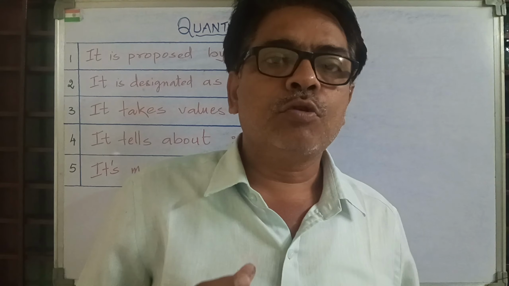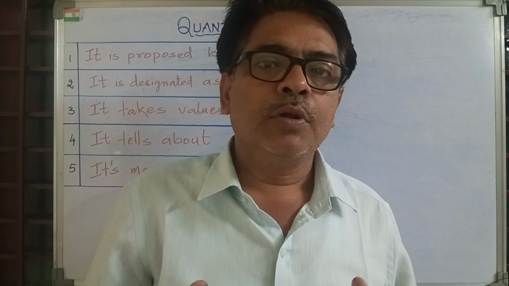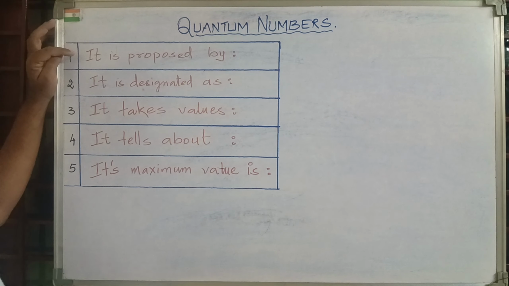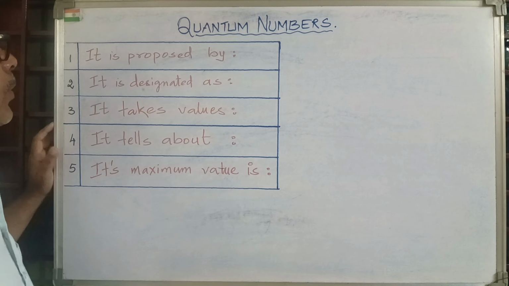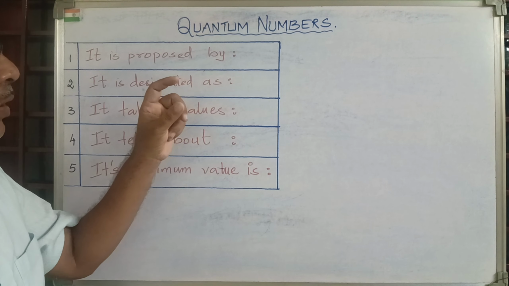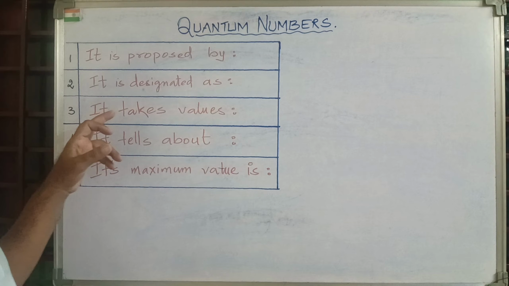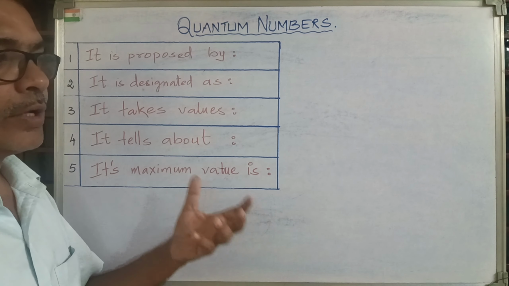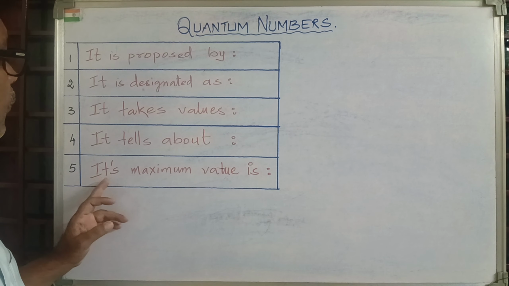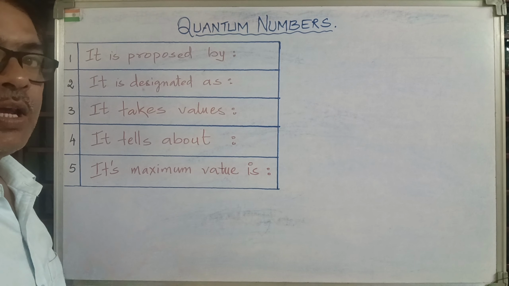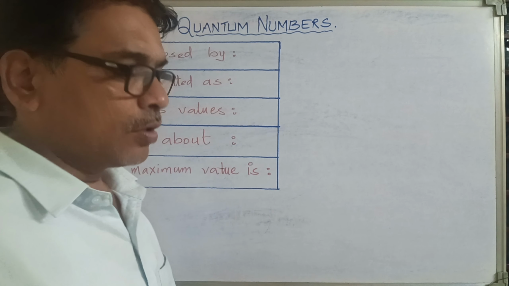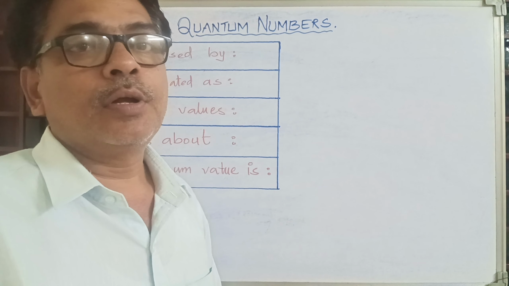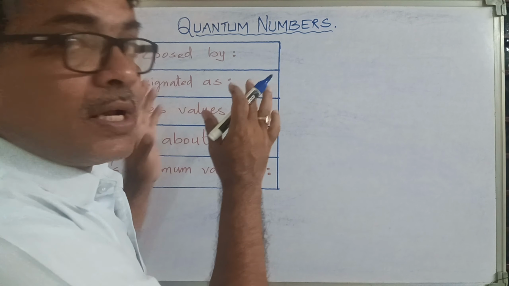If you want to make this topic much easier for you, then you have to divide this total into five main parts. First, who proposed this quantum number. Then, with what alphabet it is designated. Next, what values it takes. Third, what it tells you about. And the fifth one will be its maximum value. There are four quantum numbers as I already told you: principal, azimuthal, magnetic and spin quantum number. One by one let us discuss them with these side headings.